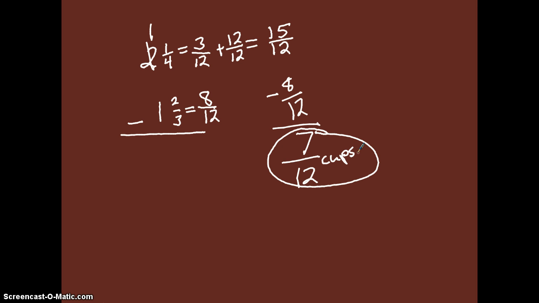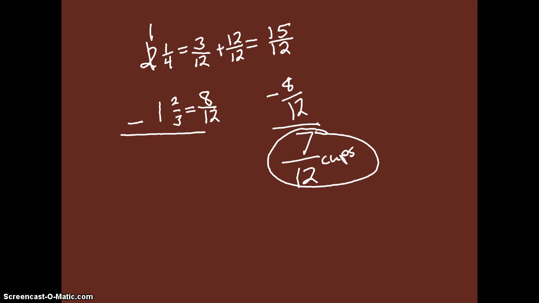So back to our original question, it wants to know how many more cups of pumpkin seeds there are than sunflower seeds. There are 7/12 cup more pumpkin seeds than sunflower seeds. That's one way of solving the problem. Another way is to convert our mixed numbers into improper fractions and do it that way. Let's see how it'll work.